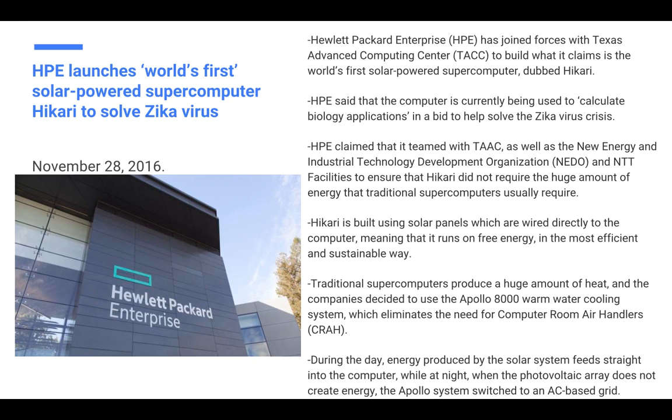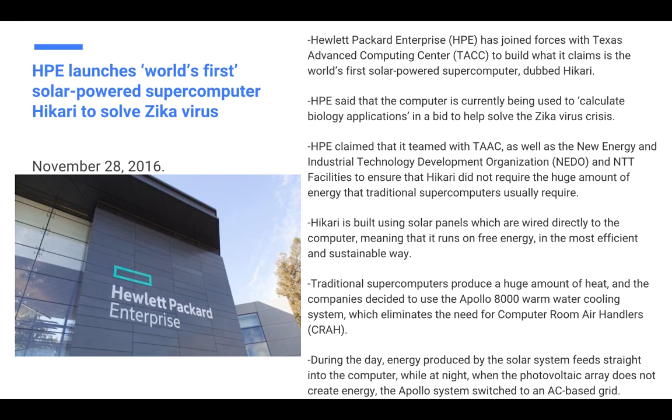Talking about a specific scenario using grid computing could be this one that is on the screen, which is HPE launches world's first solar-powered supercomputer Hikari to solve the Zika virus. The reason why I chose this scenario is because it just occurred like 2 months ago, so it is very recent and also very interesting.